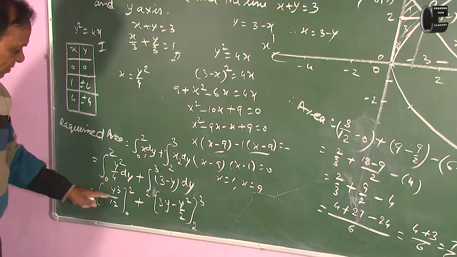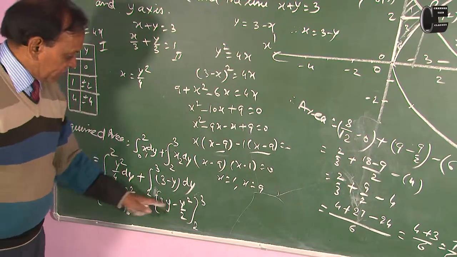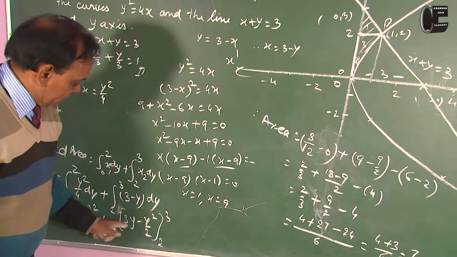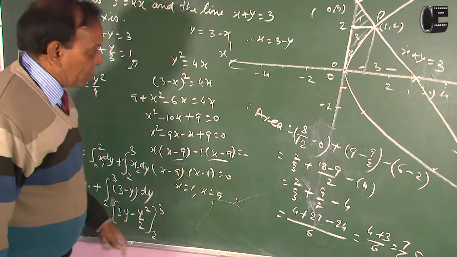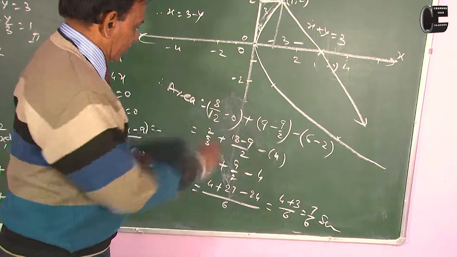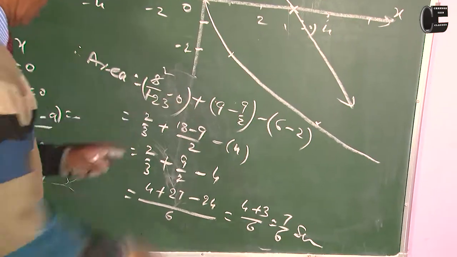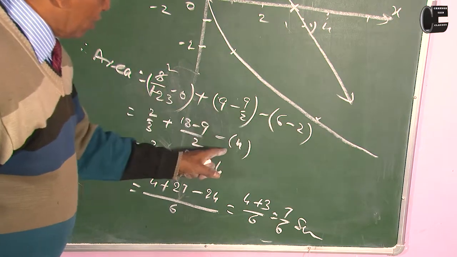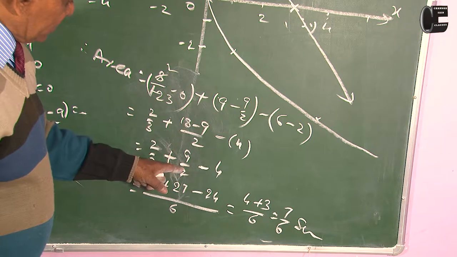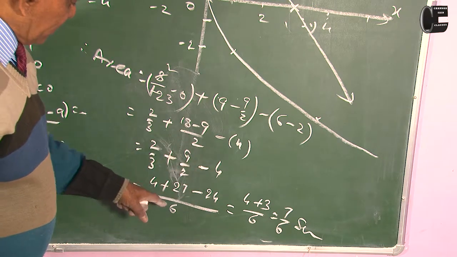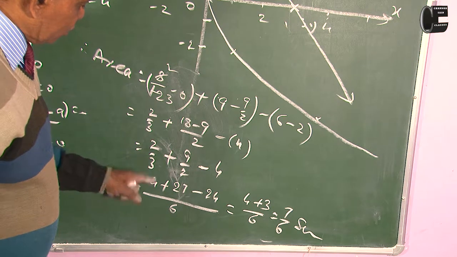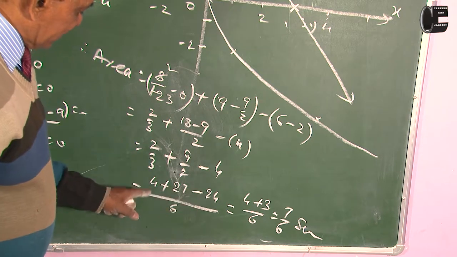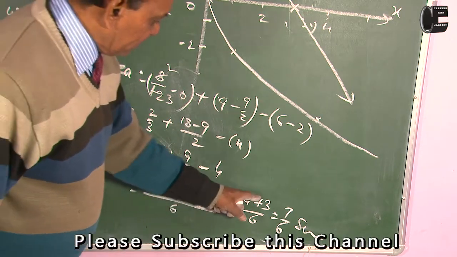Yes, putting 2, 8 by 12. And plus 3 threes are 9, minus 9 by 2. Minus 2 threes are 6, and minus 2 to the 4 by 2, 4 twos are 8, 4 threes are 12, 9 twos are 18, minus 9 by 2, and this is 4. Yes, 2 by 3, this is 9 by 2, minus 4. LCM, 3 twos are 6, 2 twos are 4, 2 threes are 6, 27 minus 24. Yes, this will be 4 plus 3, 7 by 6.